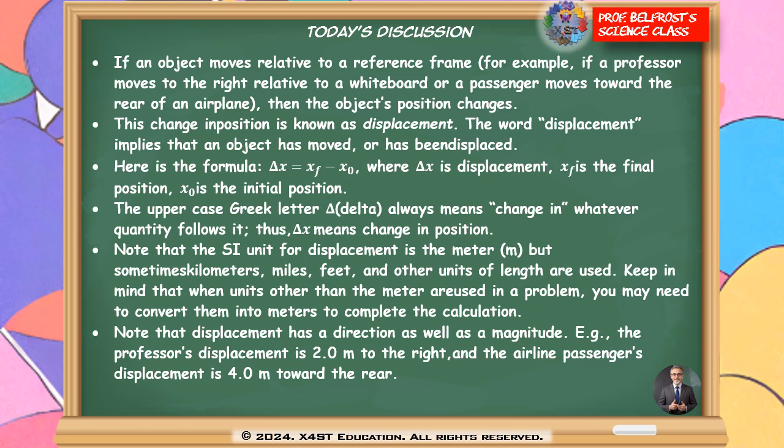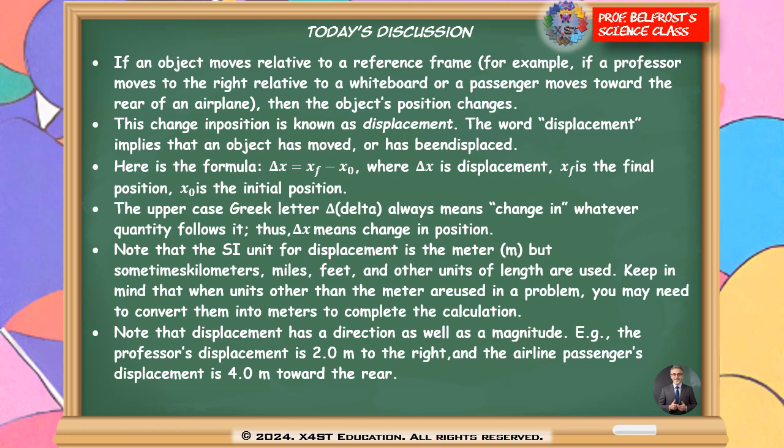Note that the SI unit for displacement is the meter, but sometimes kilometers, miles, feet, and other units of length are also used. You need to convert them to meters to complete the calculation, because you need to make all the units involved in a calculation the same so you can do the operation.